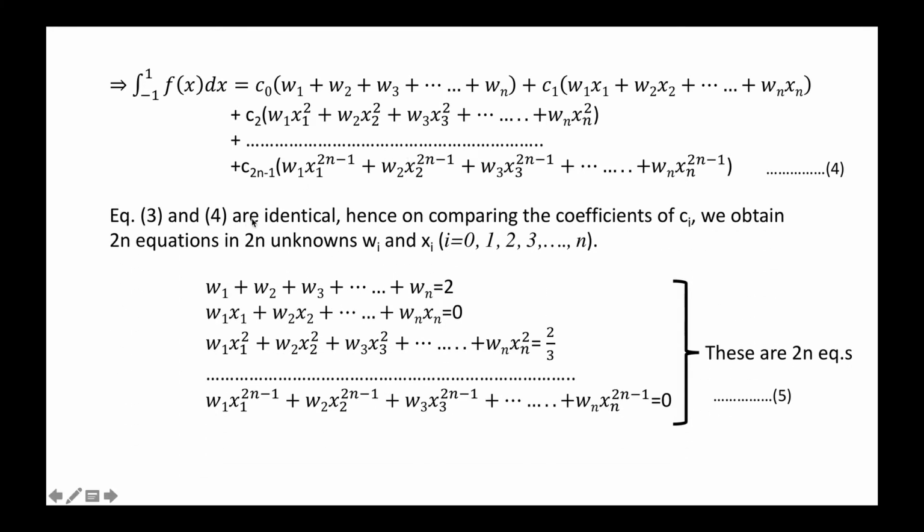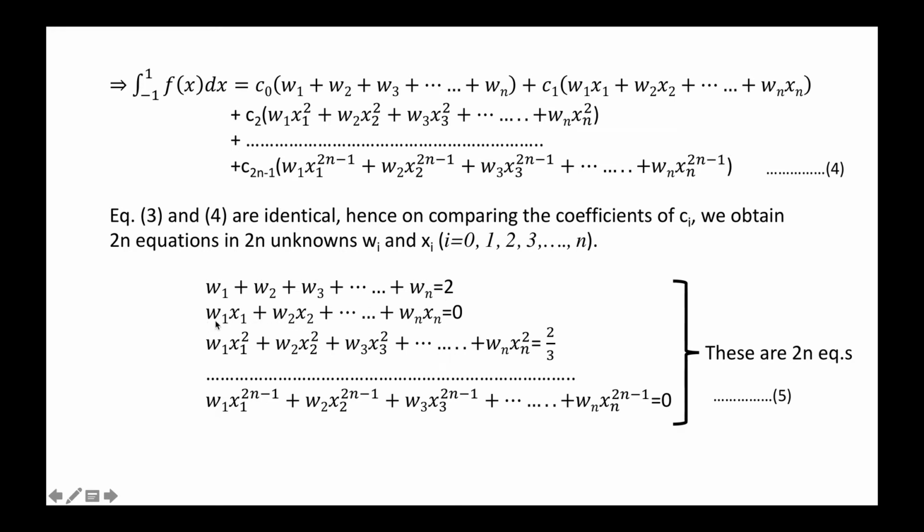Now equations 3 and 4 are identical, in which we have actually carried out the integral of f of x, and by substituting the limits we have solved it. Hence, on comparing the coefficients of ci's, the c0 coefficient is this term here, and we can compare it with the previous slide equation. We obtain 2n equations. So on comparing the actual integral and equation number 4, we have 2n equations in 2n unknowns, that is w and xi. The coefficient of c naught here is w1, w2, and so on up to wn, their sum, which is equal to 2 on the previous slide.